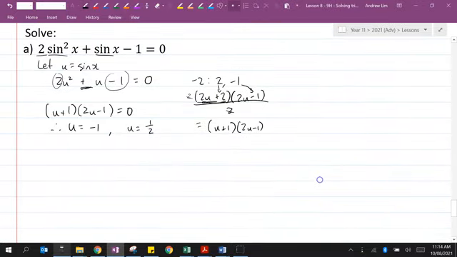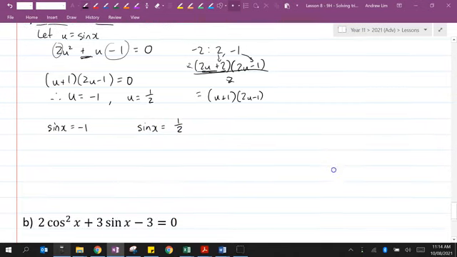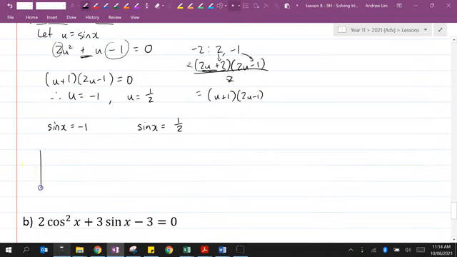Now we said previously that u is sine x. So sine x is equal to negative 1, and sine x is equal to positive half. These are the two equations that we need to solve. Where is sine negative? Here and here, and where is sine positive? Here and here. Okay, so let's have a look at the first one.